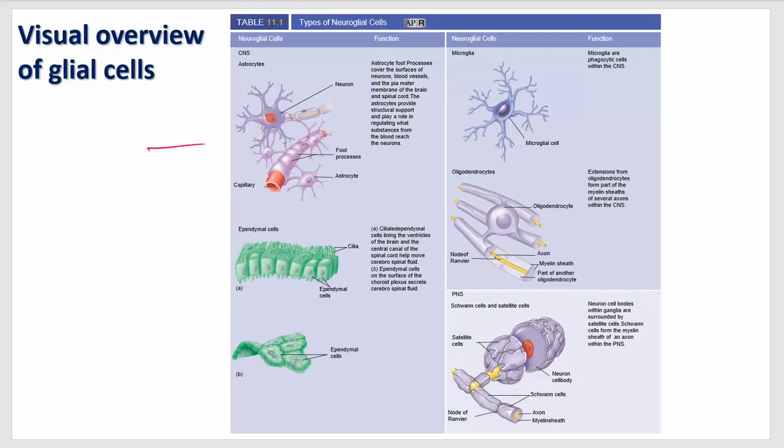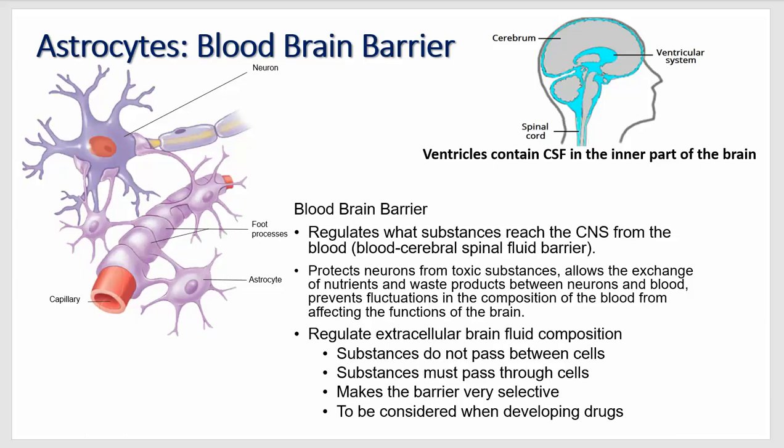Okay, so this is just a slide that goes through all of these and tells a little more information about them and has some nice pictures, so I left it up here, but I divided those out in the next few slides. So let's talk about the astrocytes. That is the site of the blood-brain barrier.